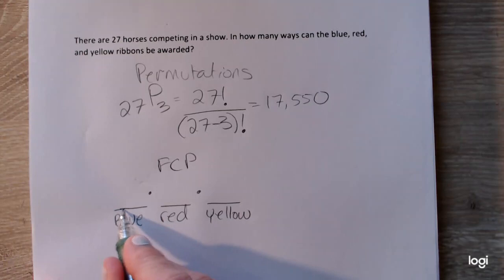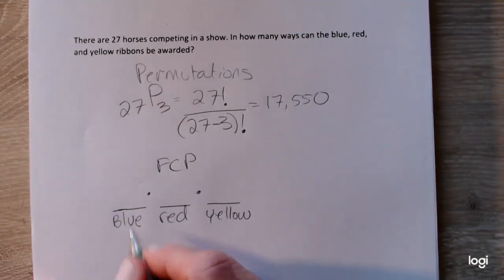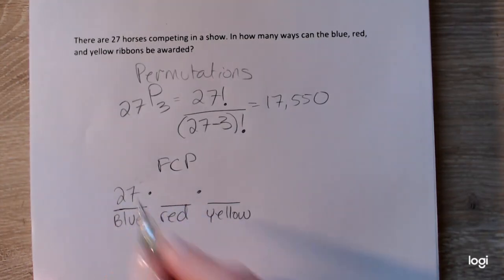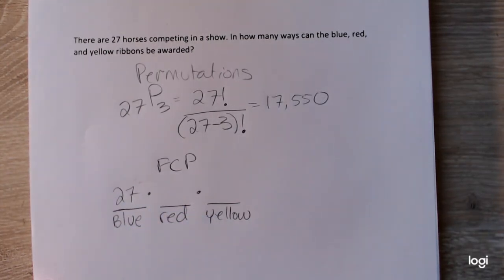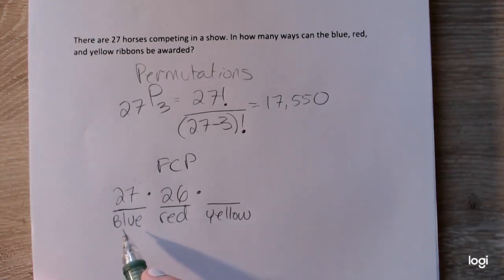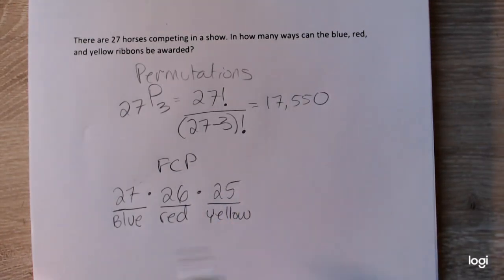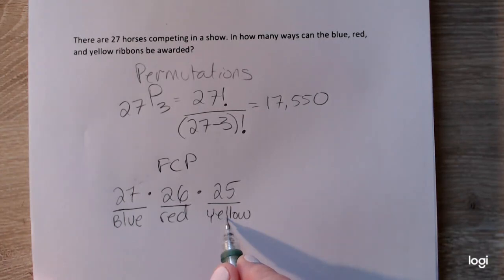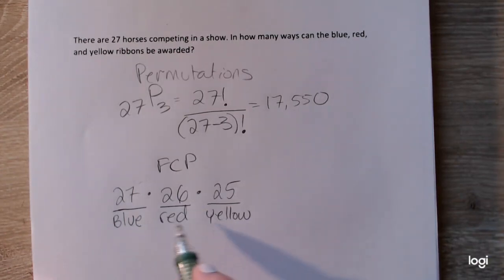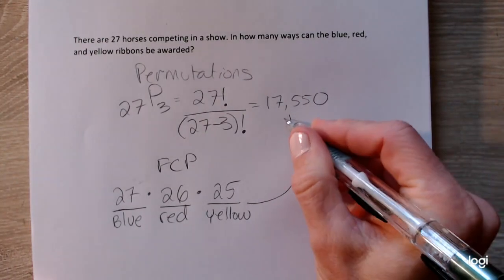So when we're looking at the slot for blue, nothing has happened previously, and we could theoretically fill that in 27 different ways because there's 27 different horses. But one horse gets the blue, so there's 26 left. In other words, the same horse can't earn a blue and a red ribbon. And then using the similar reasoning, we have 25 horses left for the yellow. Again, we can't have the same horse getting all 3 ribbons. So if you put that in your calculator, you'll see that you get the same answer.